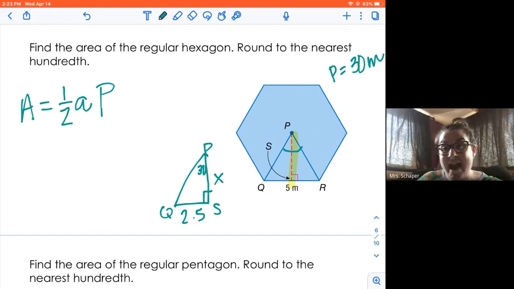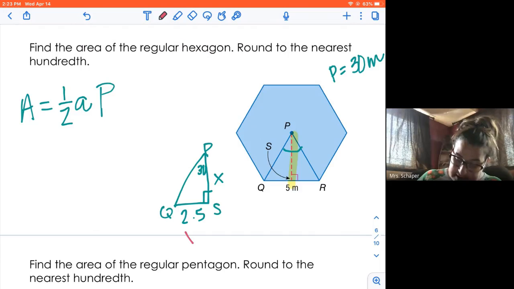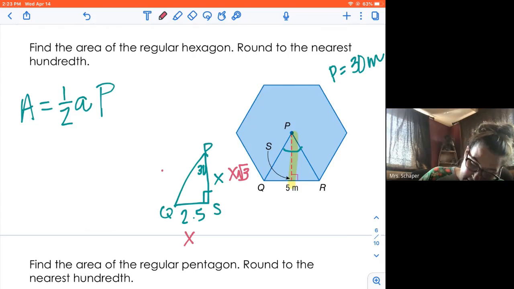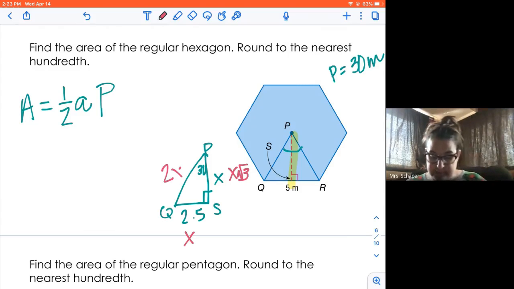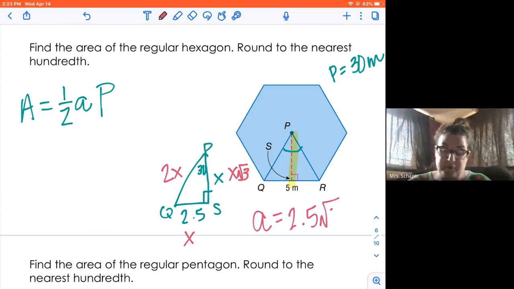Well, now what I have is a 30-60-90 triangle, and I know the relationship between those sides. Opposite 30 is x, opposite 60 is x square root of 3, and opposite the right angle is 2x. So the apothem of this figure is 2.5 square root of 3.